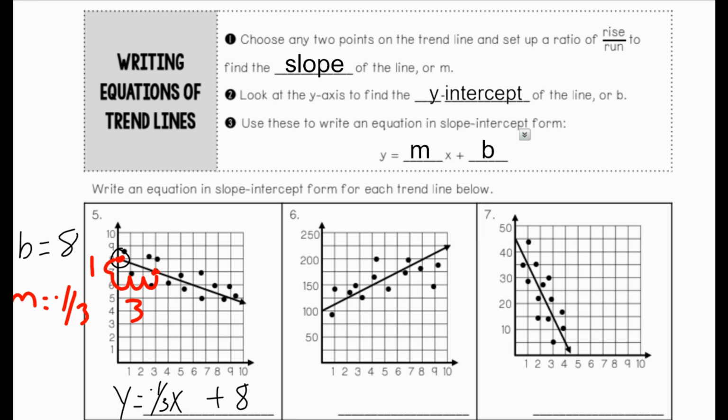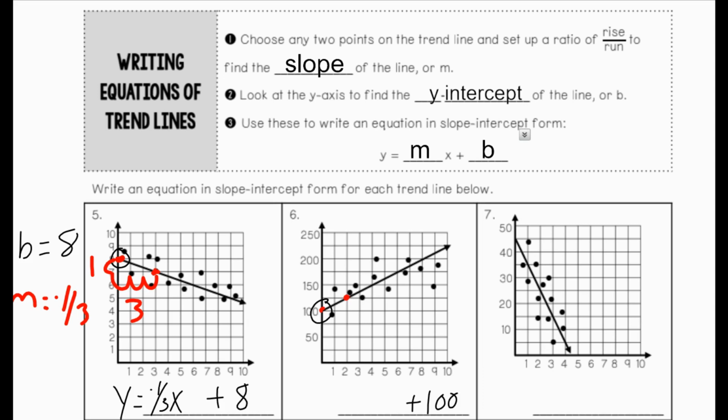Looking at number 6, again, I want to identify my y-intercept. That would be this point here, 100. So I'm going to have plus 100 in my equation. And now I want to identify my slope. Again, I'm going to use my y-intercept, because that's an easy point. Then the next closest point on my line would be here, 2, 125.